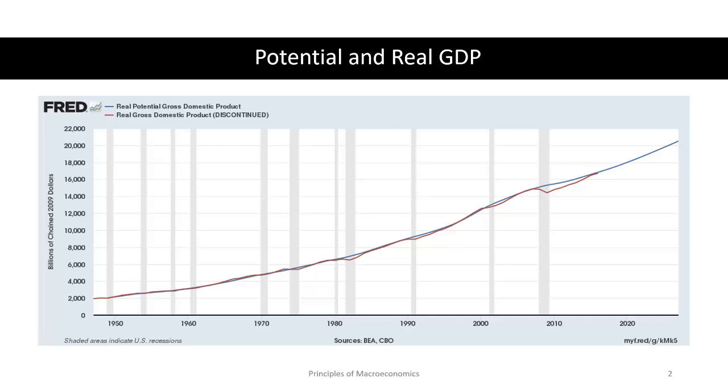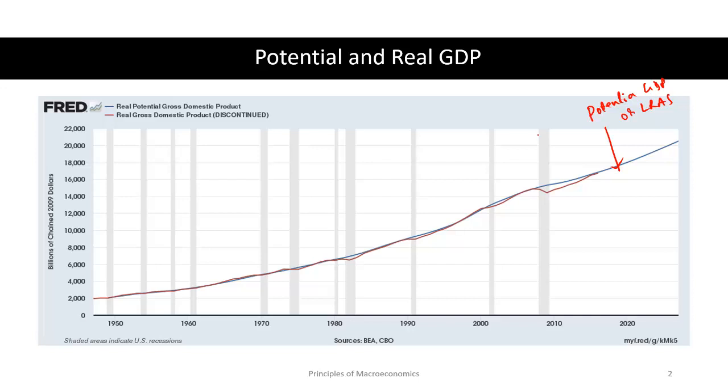In this graph, what I'm showing you is the potential GDP and the real GDP in real terms. This blue line is the potential GDP, or long run aggregate supply. Potential GDP measures how much the economy is capable of producing at a point in time, given that we are utilizing all our available resources. On the other hand, actual GDP shows how much we are producing at a particular point in time.